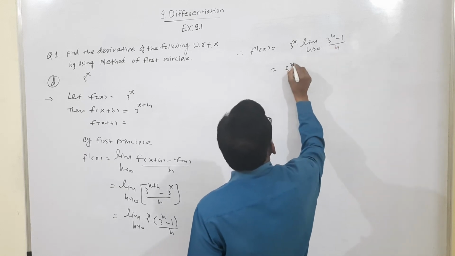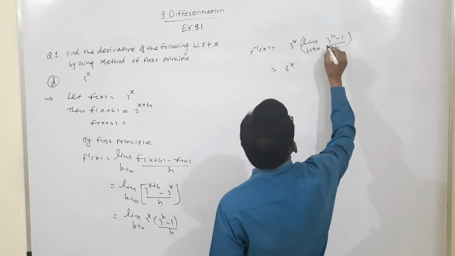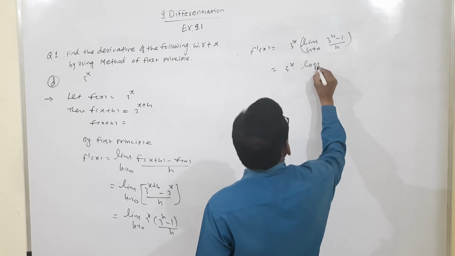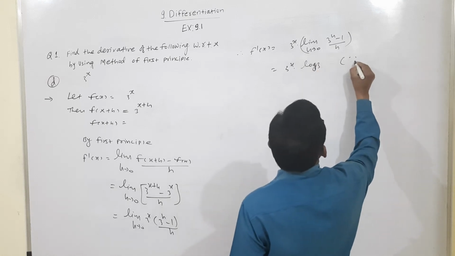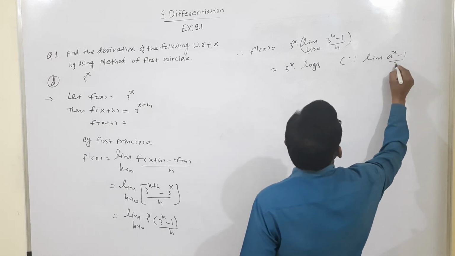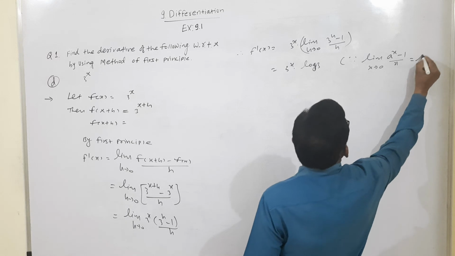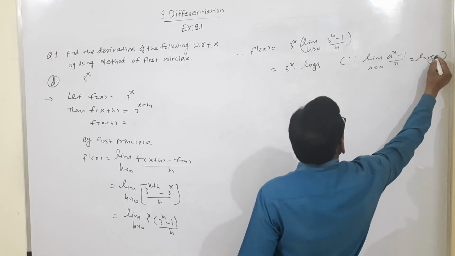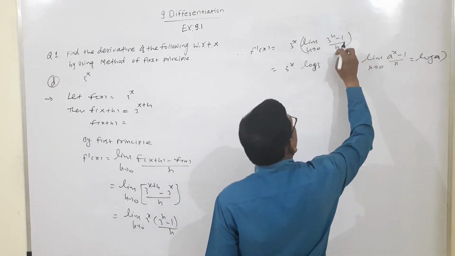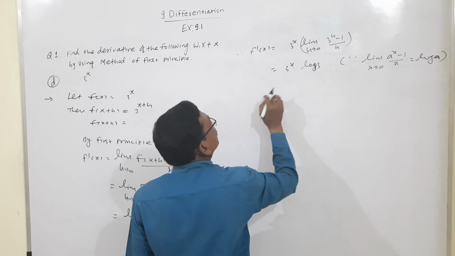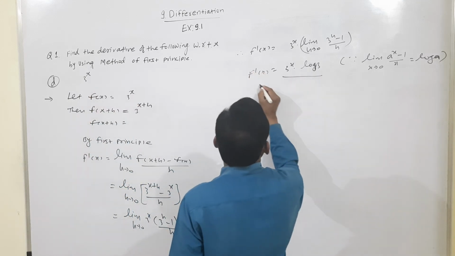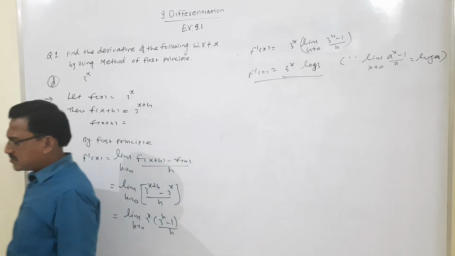Applying the limit, the value of this is log 3. Since the limit of (a raised to x minus 1) upon x as x tends to 0 gives log a, so (3 raised to h minus 1) upon h as h tends to 0 gives log 3. And so the derivative of 3 raised to x is 3 raised to x into log 3. Hence, we have found it.